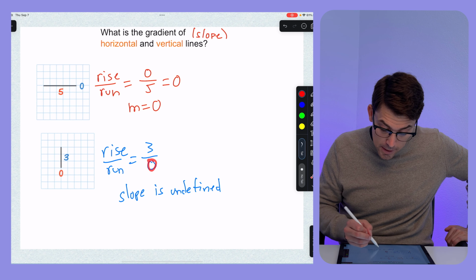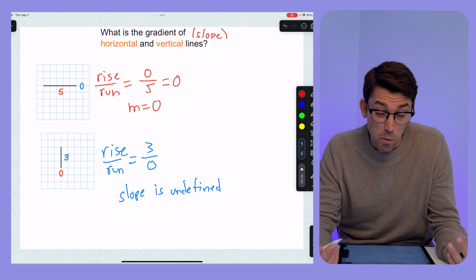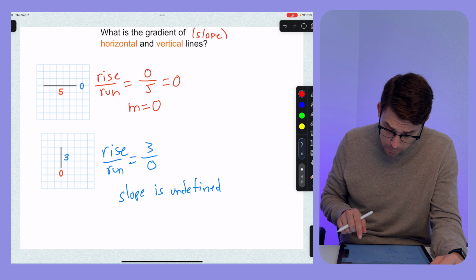And if you're confused on that, put it into a calculator. Put in 0 divided by 5, you'll get a 0. If you put in 3 divided by 0, you're going to get an error. Syntax error, undefined, something like that. Your calculator will spit out an error warning. Okay, it's that simple.